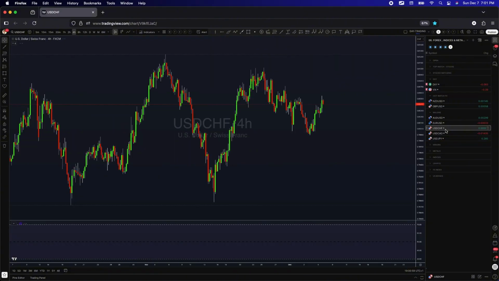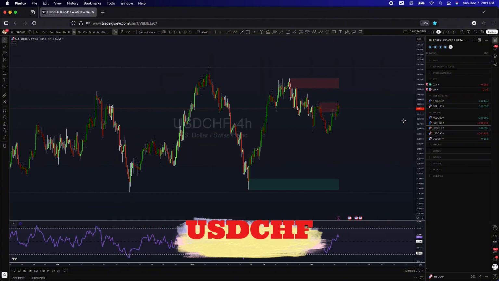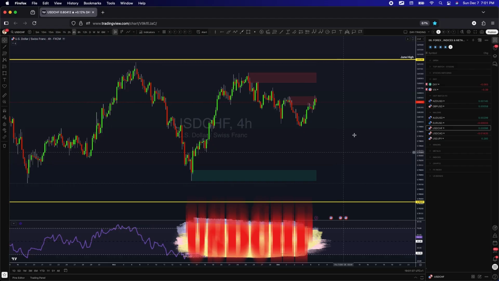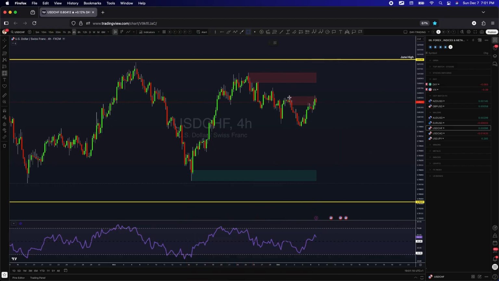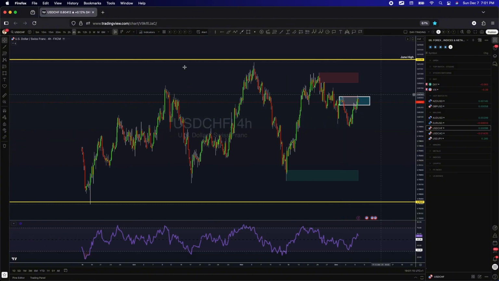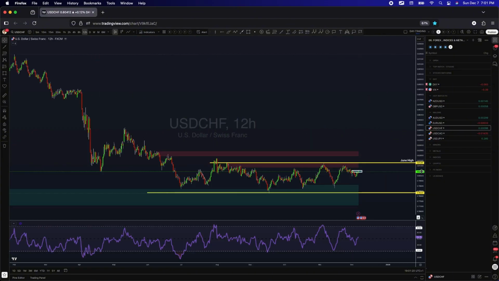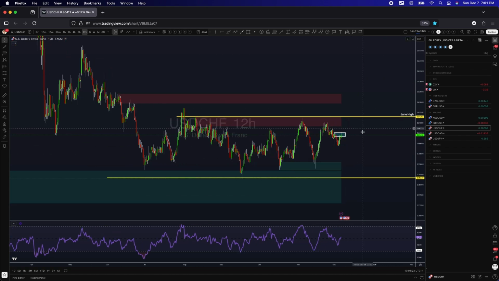Dollar Swiss. I don't have anything on dollar Swiss, but I wouldn't mind shorting dollar Swiss. And why is that? I'm not sure anybody wants to know why, but if you have a reason to ask, I would say, come on, this is a range, right? If you take this to the 12-hour time frame, I don't want to go too deep, like on the daily, but on the 12-hour time frame, the range is very clear.